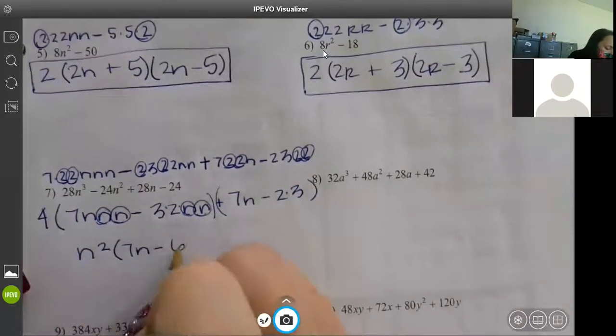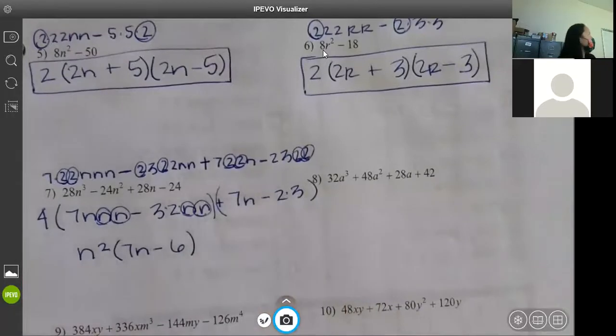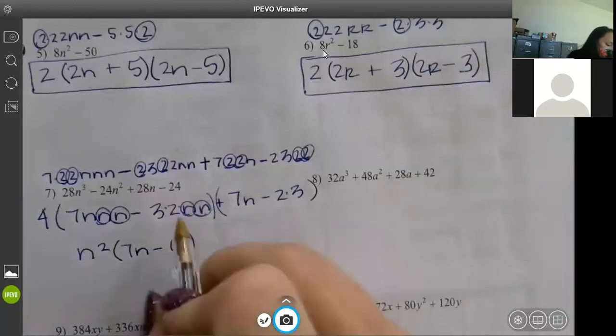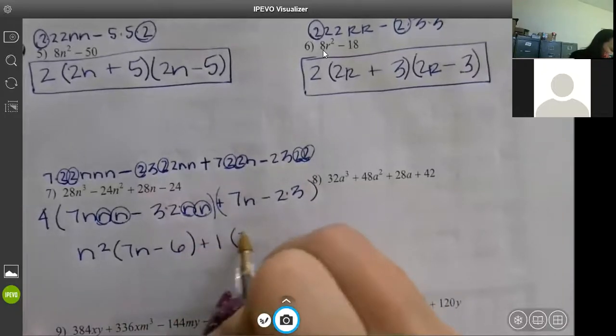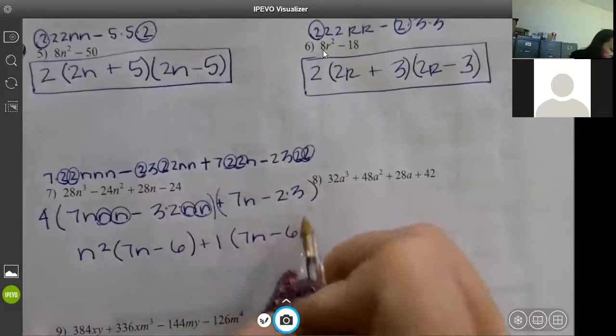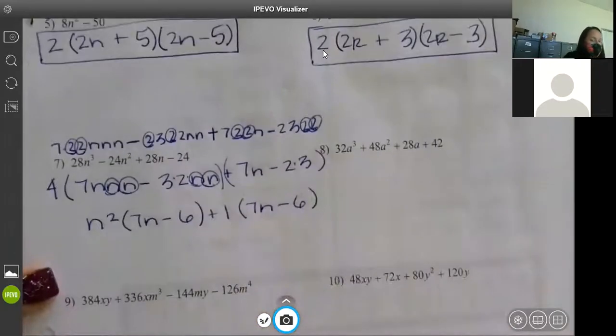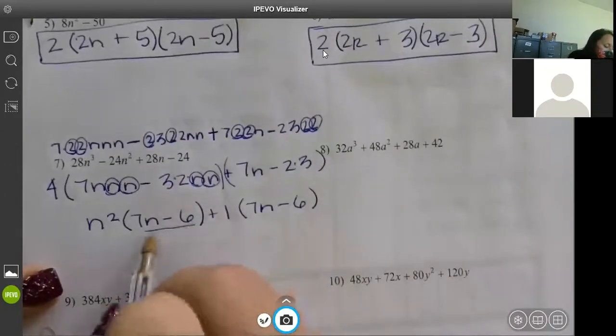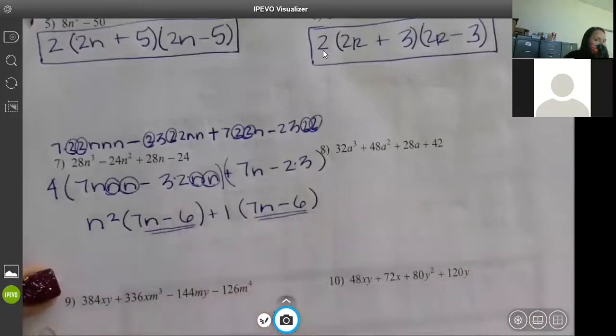7n minus 3 times 2 is 6. Is there anything in common in the other set of parentheses? Do you remember what we pull out if everything's in common? What's the one we leave when we circle everything? 1. So every time there's nothing there, it's always a 1. And then we didn't pull anything out, so that one's 7 minus 6. Remember, these 2 will be the same if you do it right, and they are.